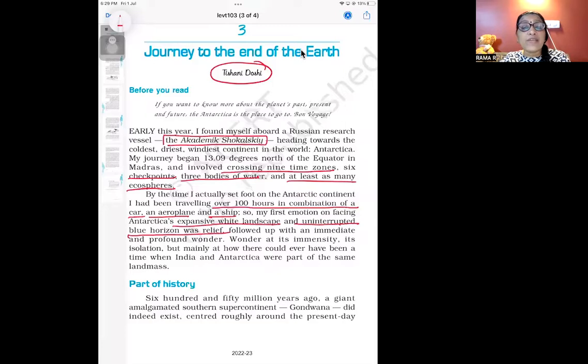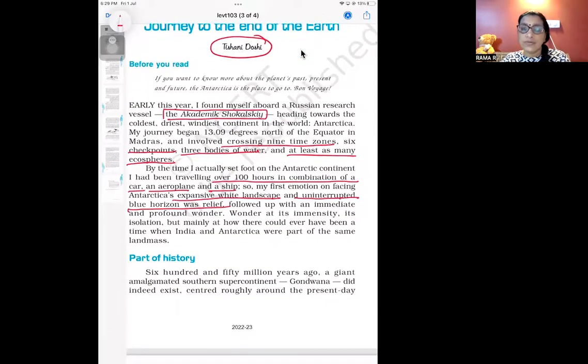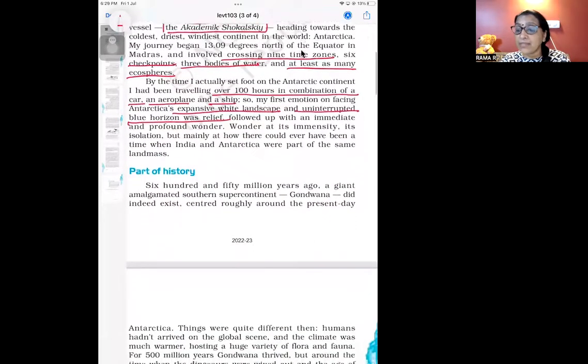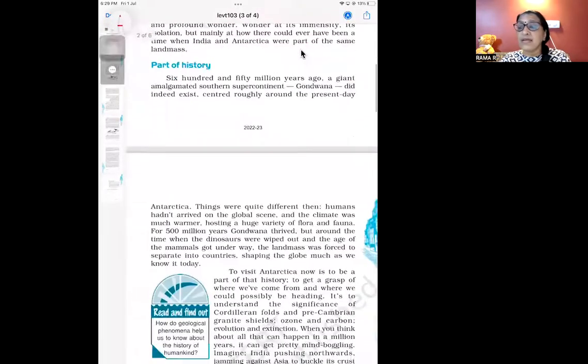Followed up with an immediate and profound wonder at its immensity, its isolation, क्योंकि वहां पर एकदम खामोशी, but mainly at how there could have ever been a time when India and Antarctica were part of the same landmass. ये तो एक हम लोगों के लिए, this is always a mystery which is there in our history, that India was part of Antarctica. और मैं भी सोचती हूँ कि अगर हम वहाँ पैदा हुए होते तो हम लोग कैसे होते.